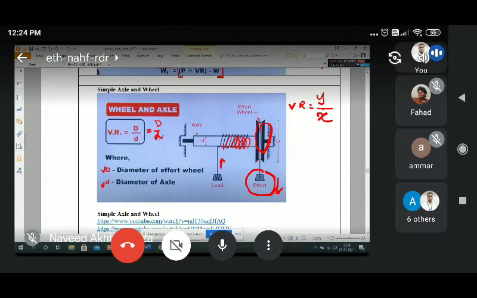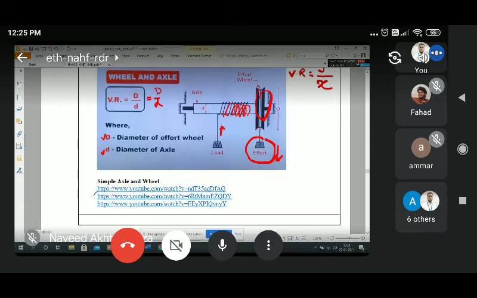Likewise, for each machine you can find out the velocity ratio. So you know what the velocity ratio is, its definition: the distance traveled by the effort to the distance traveled by the load. Each machine you have to check this. We will try to see one video if possible. You can see this video if it is useful to you.